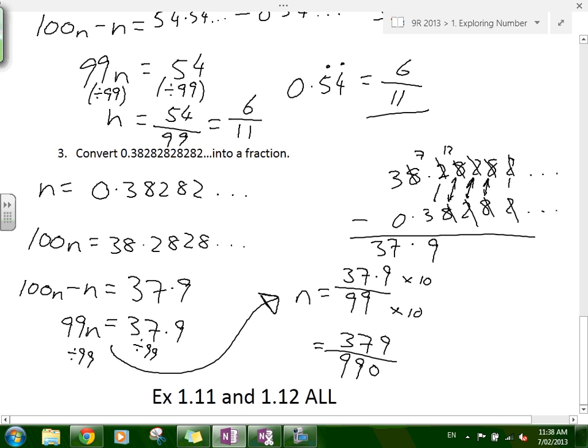Put it into your calculator. Does it simplify at all? No, so that's it. So 0.38282828 is equal to 379 over 990. Yes? Not in this case, you could use 10,000, but it wouldn't need to really. All right.